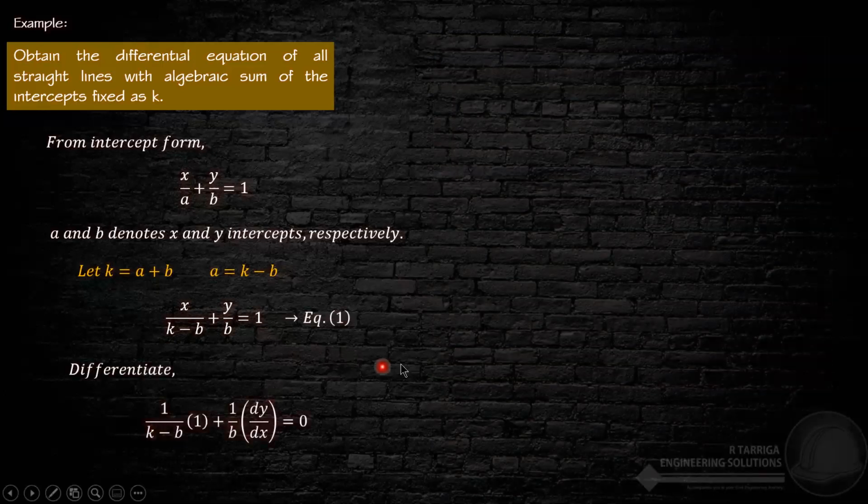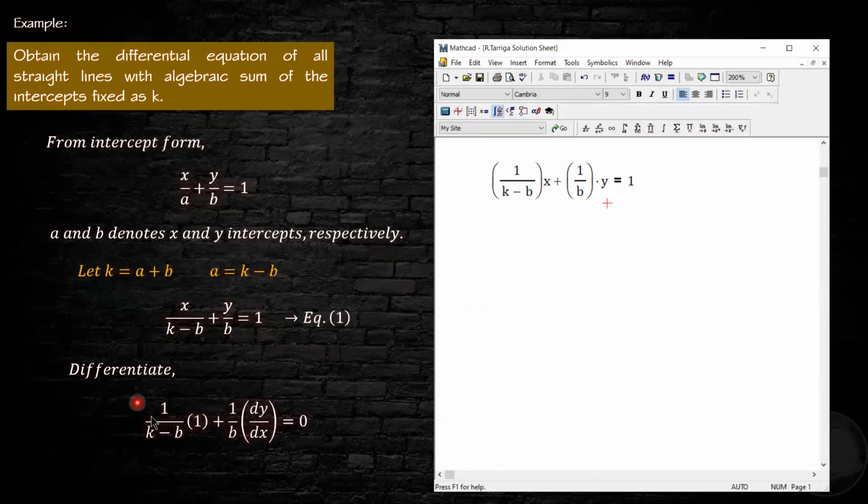Okay? So yan yung nangyari. Sinabi ko kanina, no? 1 over (k − b), derivative of x is 1, and 1 over b, derivative of y is dy over dx. Okay? Now, we need to have b in terms of k para again, it will eliminate the value b and lahat na lang magiging k. Okay? So, if you were to transpose that one, magiging ganito.